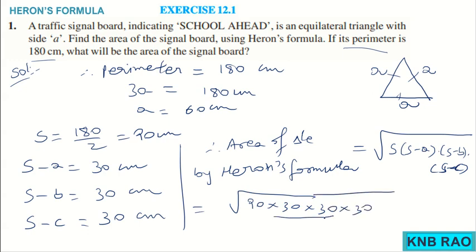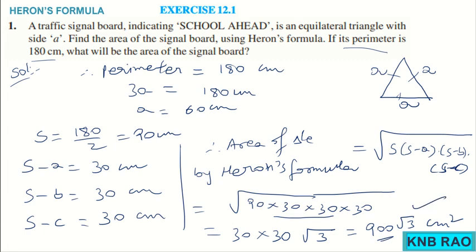So, out of these two 30s, one 30 came out, and this 90 can also be written as 3 into 30. That means there are 4 30s. So, 2 30s will come out, left over 1 3 will be inside. So, 30 into 30 is 900 root 3 centimeter square is the area of that signboard.